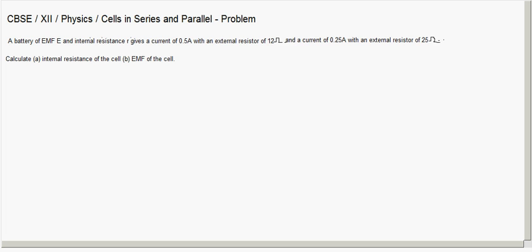Now here we have two cases, that is the cell is available and its internal resistance is R. When the cell is connected to an external resistor of 12 ohm, the current is 0.5 amps. When it is connected to an external resistor of 25 ohm, the current is 0.25 amps. With these two cases given, we need to find out what E and R are. Now we'll try to solve this.